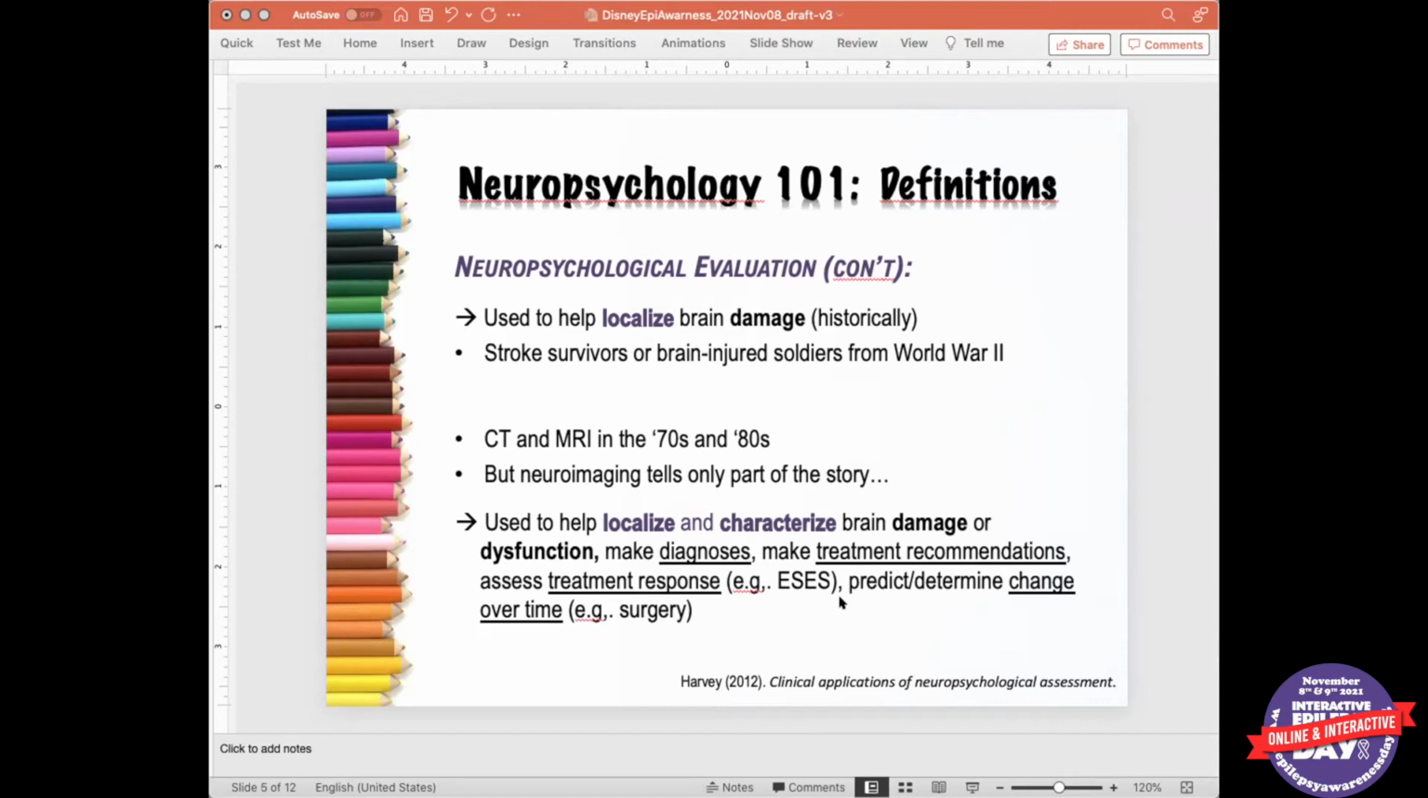And then the other main area where I work is in surgery. We have a surgery program, and the idea is to use neuropsychology to predict change over time. So for example, if you're going to have a surgery and have a part of the brain taken out, we want to try to predict what that might mean for your function.